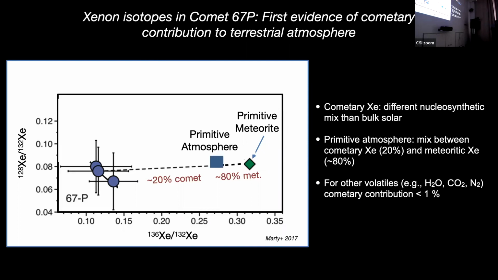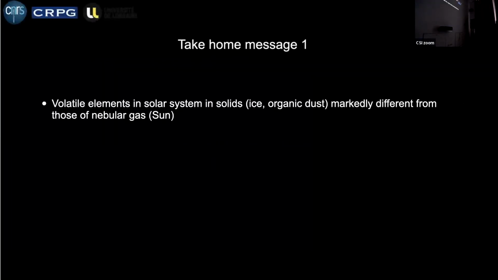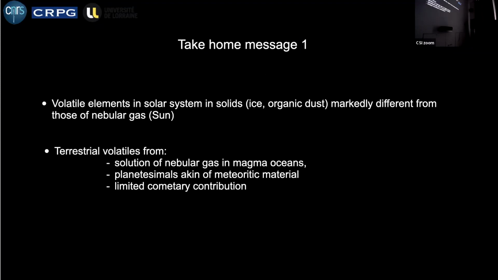So let me summarize a little bit all this. The take-home message is that the volatile elements in the solar system solids, ice, organic dust, and primitive meteorite, have a composition markedly different from those of the nebular gas, both in elemental abundance and in isotopic composition. So you cannot derive the volatiles we see on Earth directly from the solar nebula, except for a little bit of solar neon in the mantle. But all the rest, you cannot do it. So you need to have some processing that results in this.